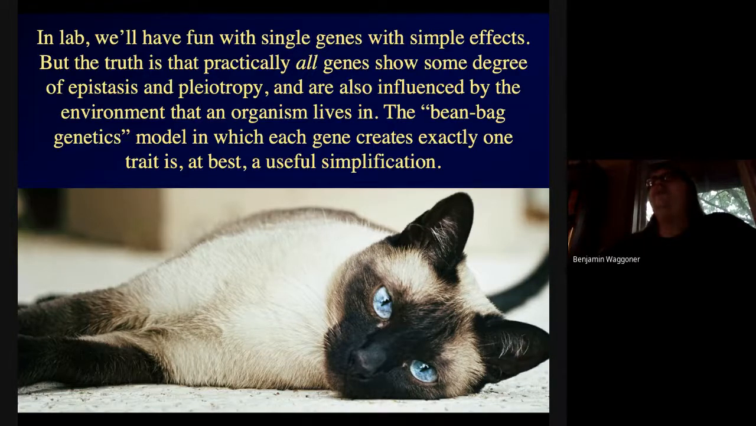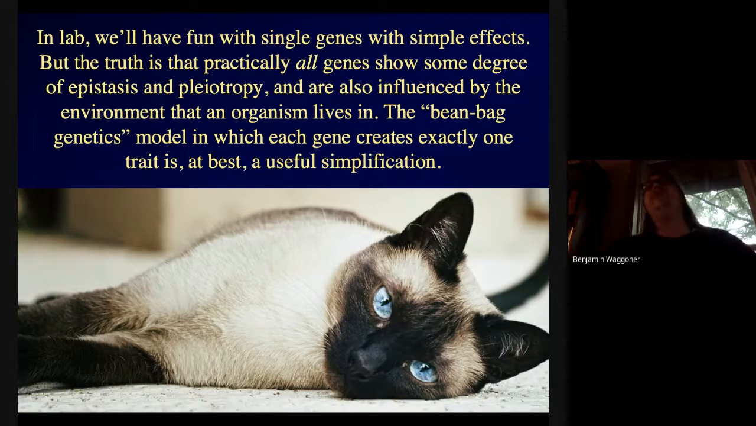Every so often it gets reported in the media that we found the gene for breast cancer, or the gene for schizophrenia, or the gene for obesity, or the gene for heart disease, or something like that. The truth is that there are genes that can increase the chances that you'll come down with breast cancer or schizophrenia or what have you. But all of those genes are affected by epistasis. There are other genes that modify what those genes do, and those genes are also influenced by the environment that an organism lives in.